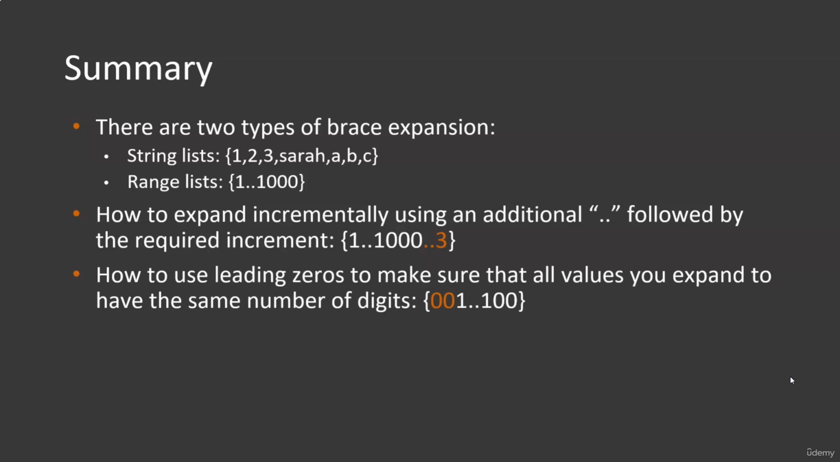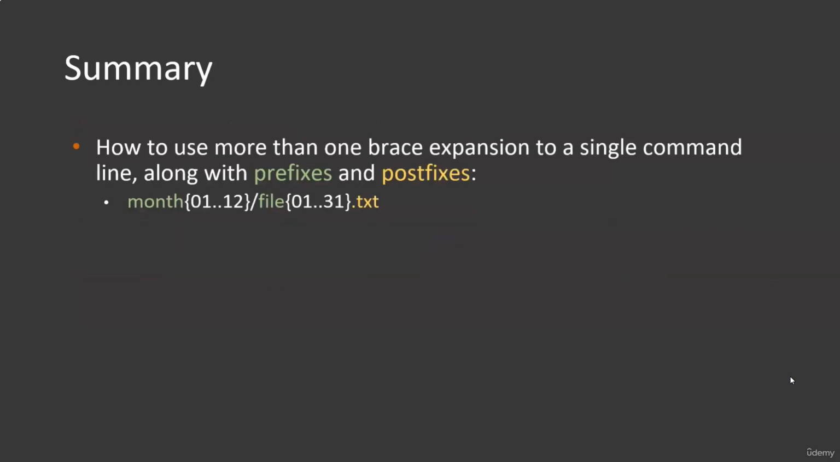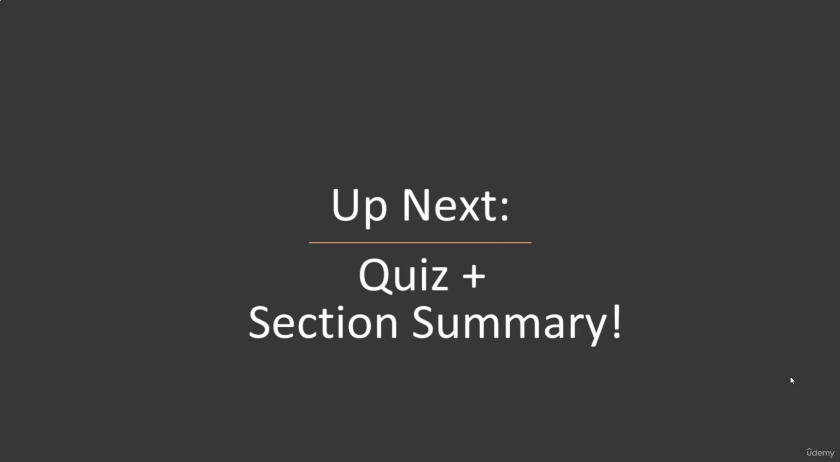You learned how to use a leading zero to make sure that all values you expand to have the same number of digits in a range list. And finally, you also learned how to use more than one brace expansion on a single command line, along with prefixes and postfixes. So a massive well done for learning about brace expansion. It's a very, very useful trick to have in your back pocket when you need it. And it's also cool to show to your friends.